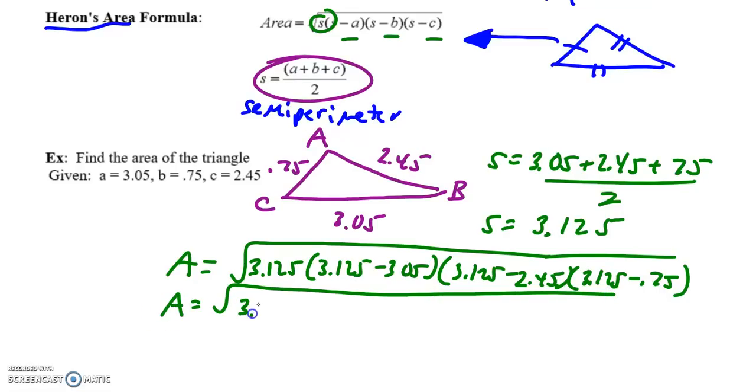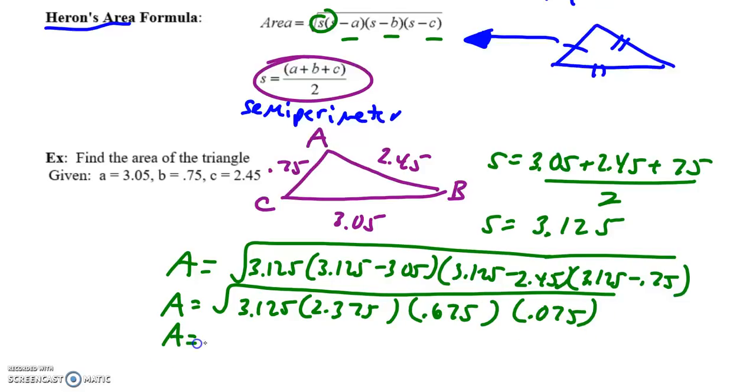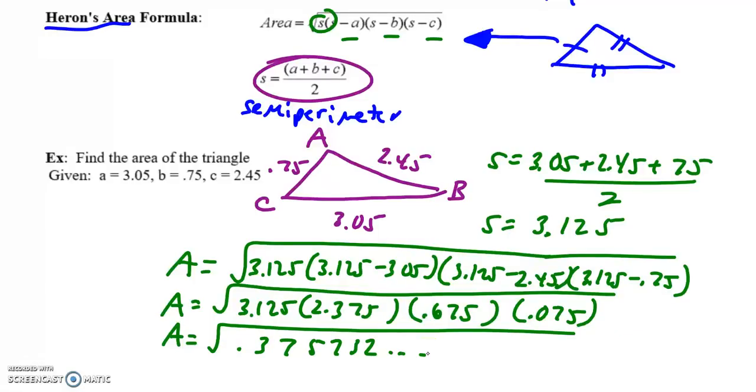So this would really be 3.125. This first parenthesis reduces to 2.375. The second one ends up being 0.675. And the next one ends up being 0.075. So if I keep following the order of operations and multiplying what's underneath my grouping symbol first, multiplying all of these together, just for the sake of the work, let me check that, 3.125 times 2.375 times 0.675 times 0.075. That would get me 0.375732 dot dot dot. But then I still need to take the square root.